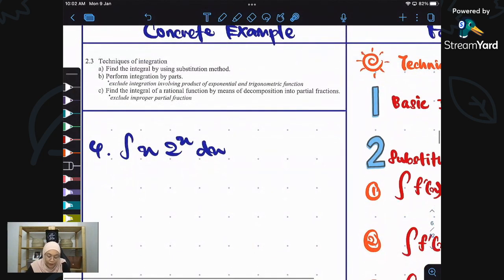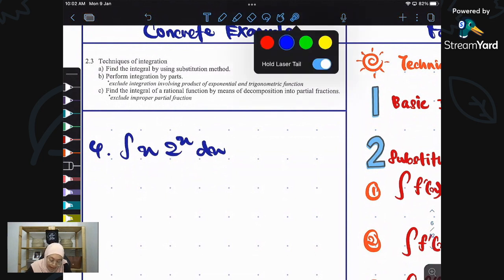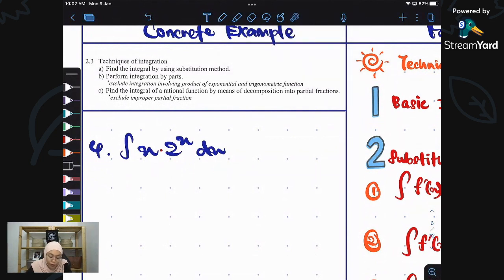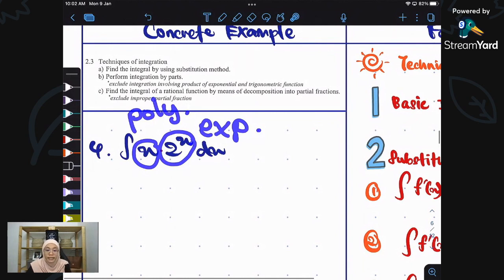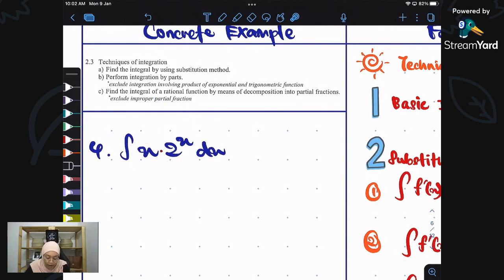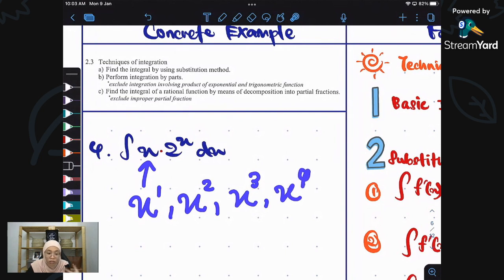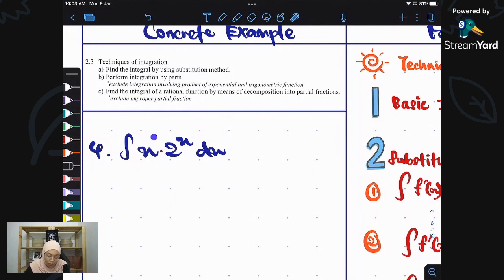Now, integrate x times 2 to the power of x. This is an exponent, so we call it an exponent function. Meanwhile, this one we call a polynomial. I think the terms you already know, so there is no problem when I say this is poly, this is exponent. You already understand that this is a polynomial. A polynomial is x to the power of something, x to the power of 4, 3, 2, whatever, as long as it's to the power of a number.